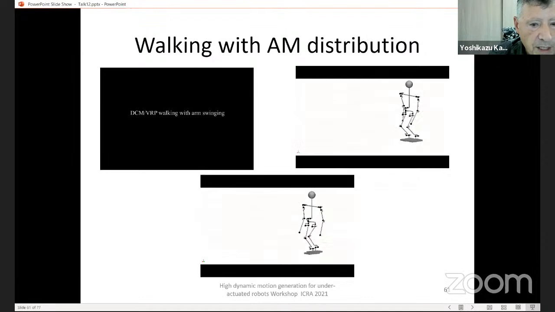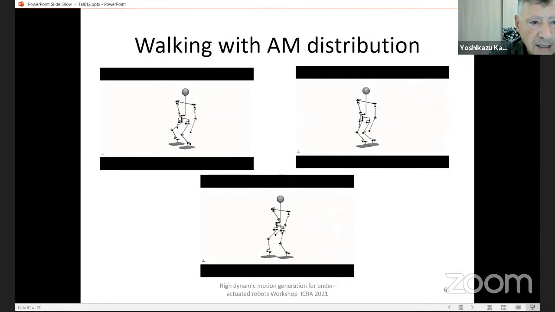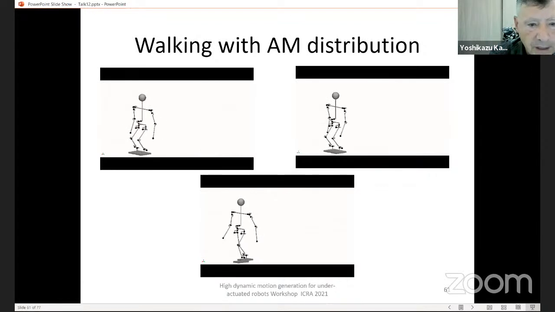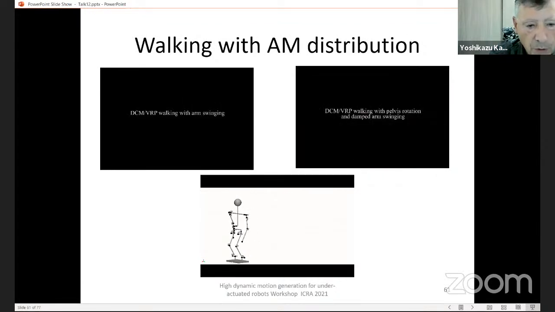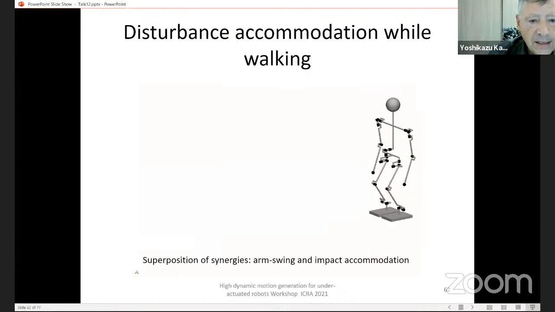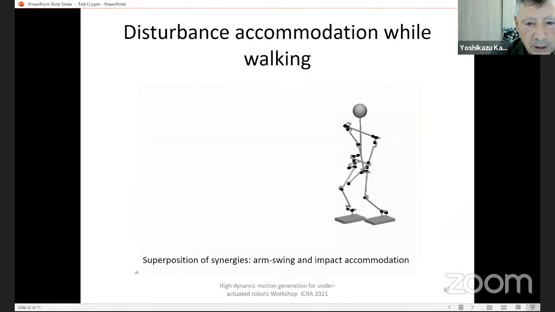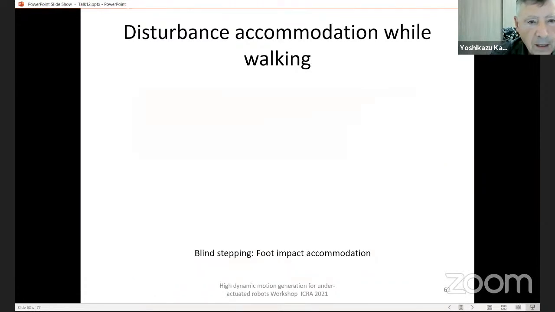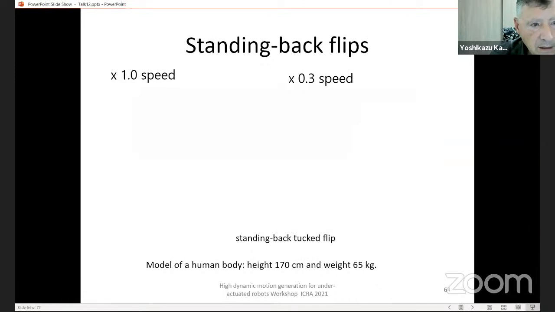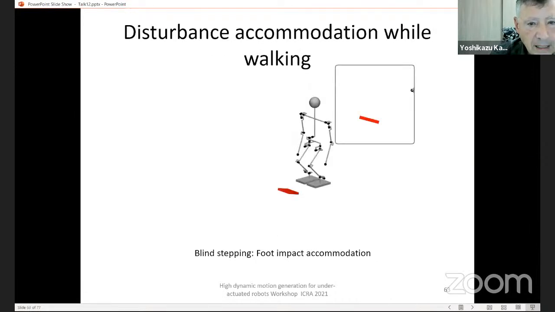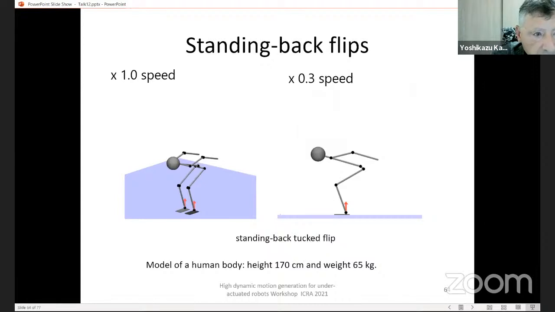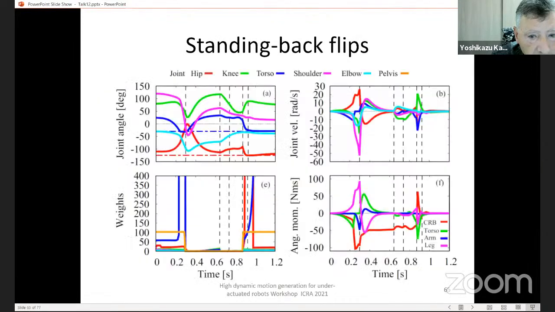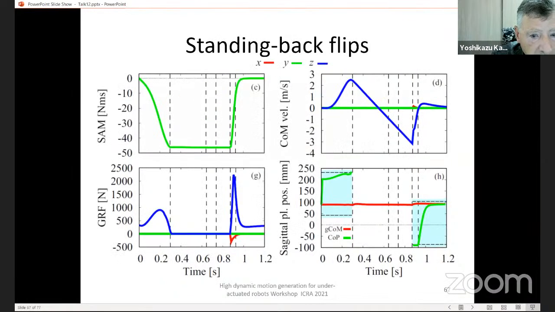These are controls which we designed for walking, like arm swinging and a combination of pelvis and arm swinging, also with toe rotation. This is how you can superimpose synergies, walking with arm swinging, and a very large impact. This is blind stepping on impact, and this is standing back flips. I'm sorry. So this is the standing back flips idea.